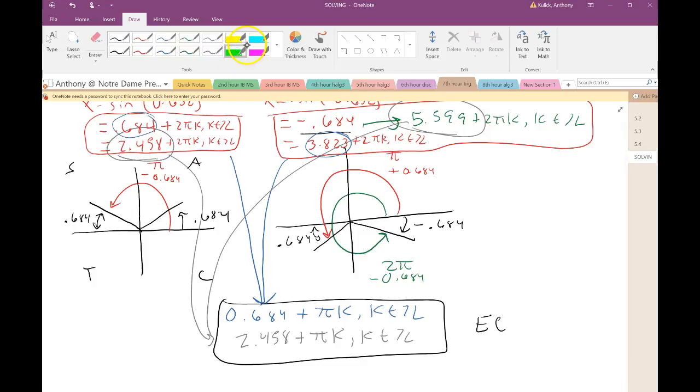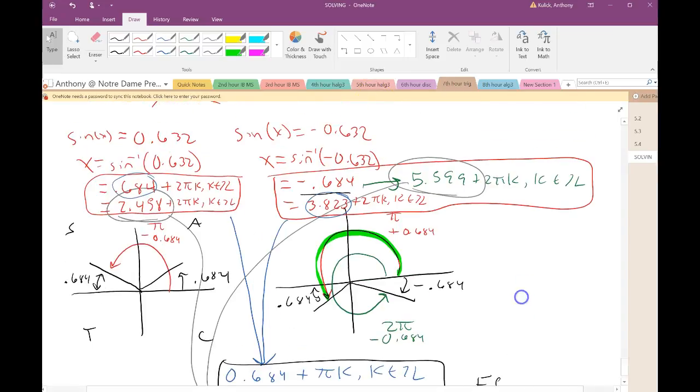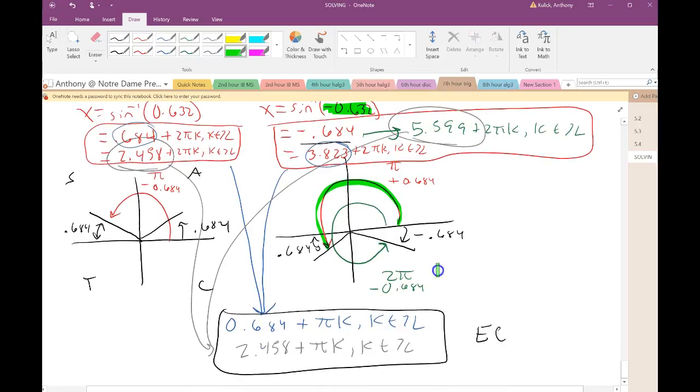You're talking about this piece right here, because sine is negative in quadrants 4 and 3. It was all silly turtles crawl. Okay.